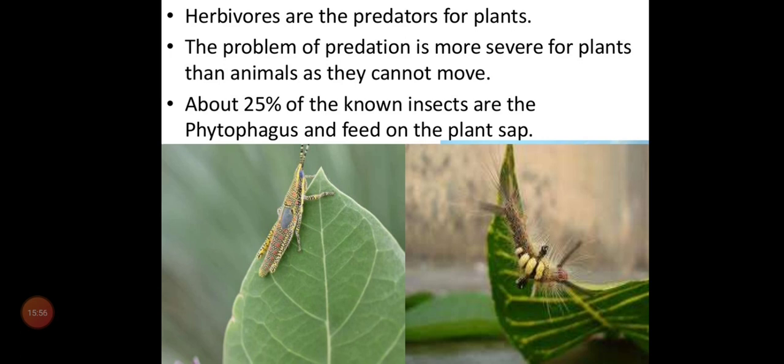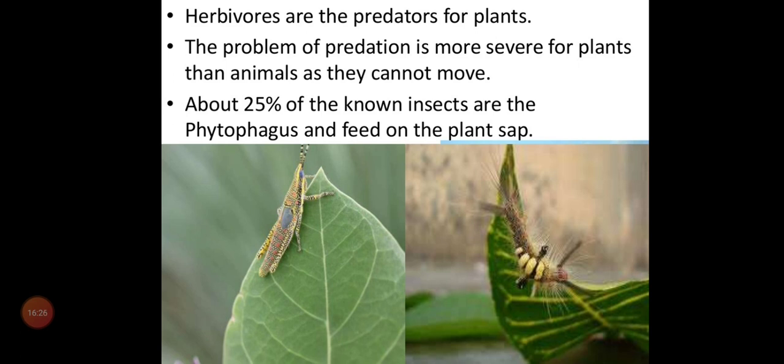And the problem of predation is more severe for plants than animals, as they cannot move. Normally, if a deer is hunted by a tiger, the deer will automatically move fast and try to escape from the predator. But that is not the case for plants. Plants, we know, are non-moving organisms. They are static, and normally cannot escape organisms that predate on them quickly.